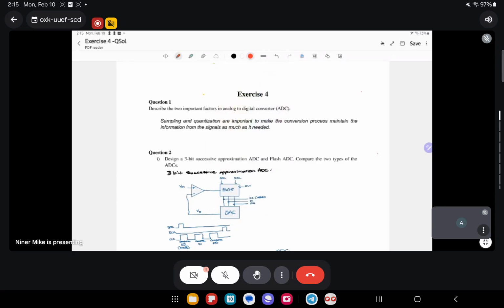Okay, the first question. Describe the two important factors in an analog to digital converter. So the answer is basically sampling and quantization. Very important. You have to do the sampling and then quantization. Sampling is how fast you sample the reading, and then quantization is to convert that sampled value into a digital form.